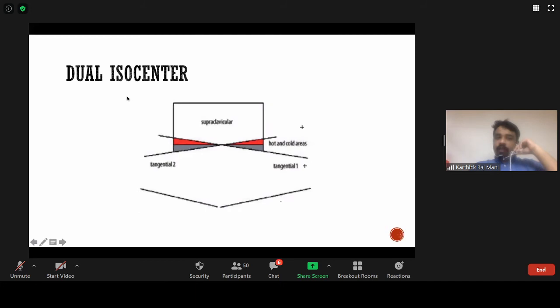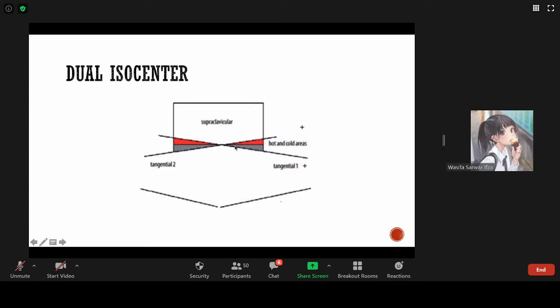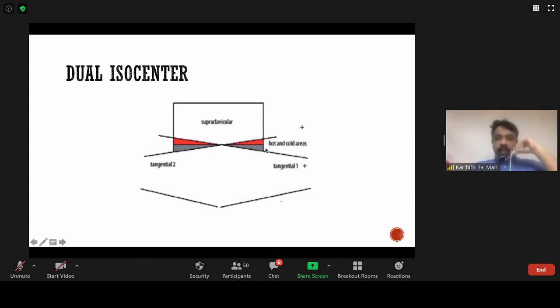When you go with the dual isocenter, most of the time I prefer to go with a single isocenter technique. When you don't have asymmetric collimators in your center, when you work with a cobalt machine or a linear accelerator which doesn't have asymmetric collimators, obviously you don't have any other choice. You have to go with a dual isocenter technique. So you put a supraclavicular field and a tangential field, and obviously you can see the red which is a hot area and the shaded area which is a cold area, which is always going to be a problem.